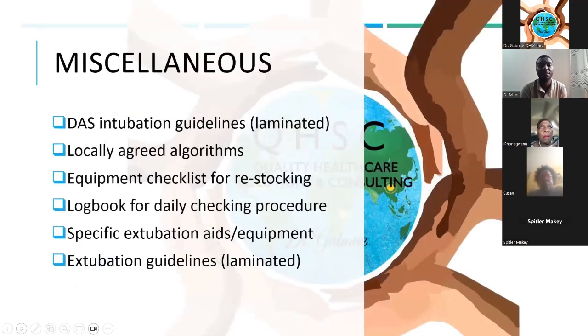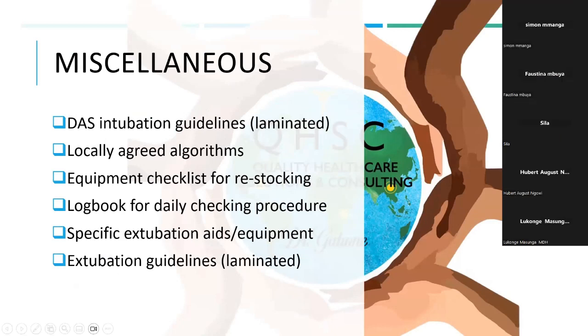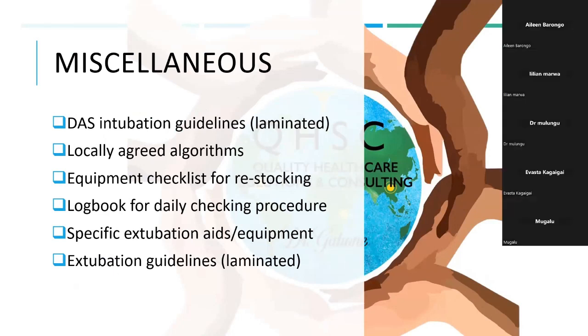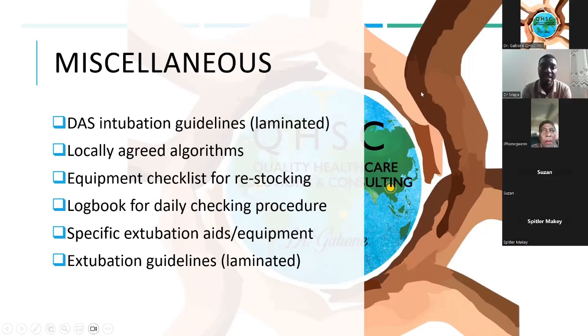So the aim is to achieve oxygenation. So miscellaneous, we should also have the DAS guidelines or locally agreed algorithms according to the department or institution. Equipment checklist for restocking that should be done regularly. Logbook for daily checking procedures, specific extubation aids or equipment, and also might have extubation guidelines which are laminated and attached to the trolley. So next slide.